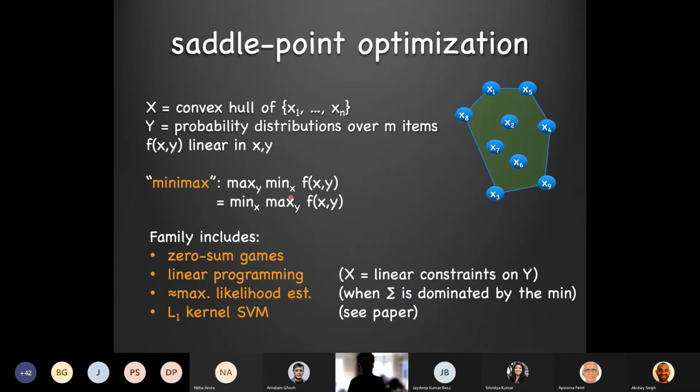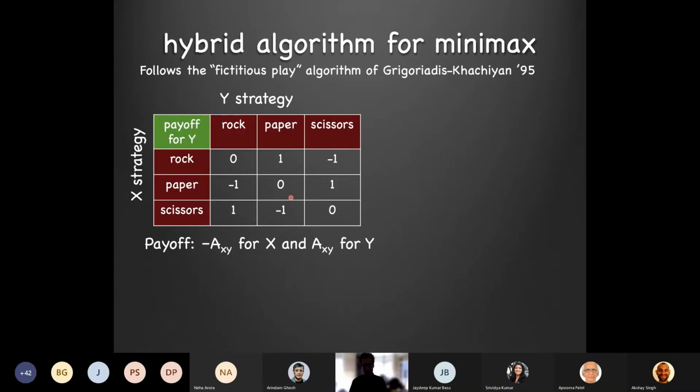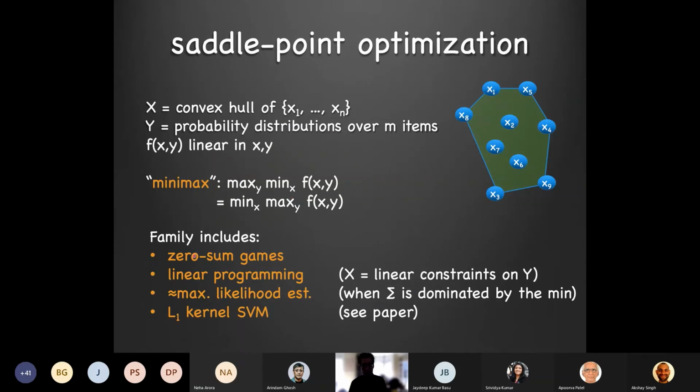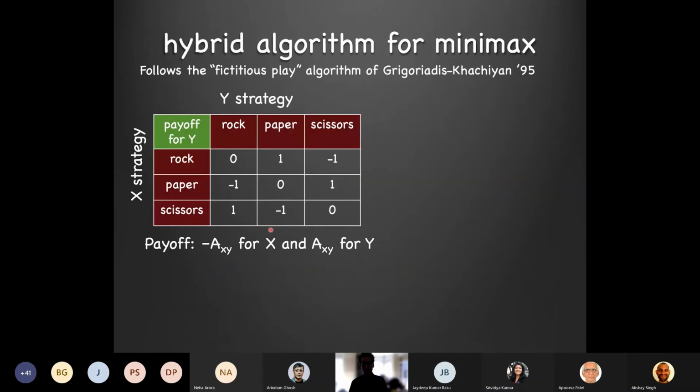Okay, so how can we solve this? I'll describe an algorithm for it in the context of zero-sum games. So I'll describe an algorithm for solving one of these minimax problems by thinking of it as a game, because they're all kind of equivalent. And this is a classical algorithm, but which adapts very well to this hybrid quantum classical setting. It's due to Grigoriadis and Khachiyan. And it's called fictitious play. You can imagine players playing this game and trying to improve their strategies.